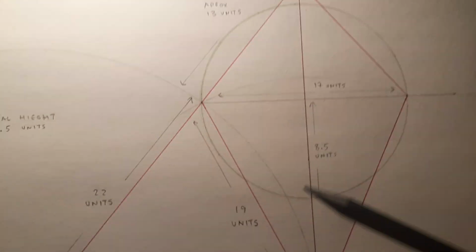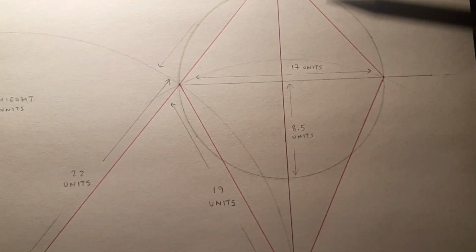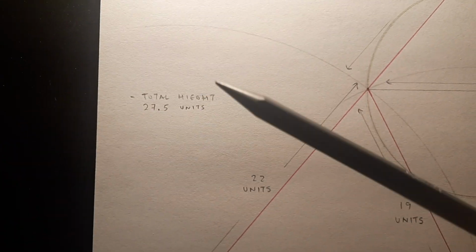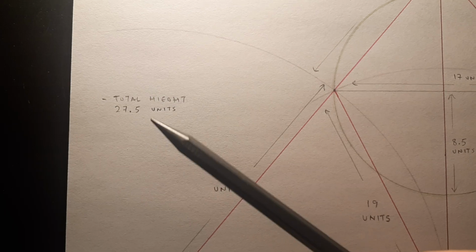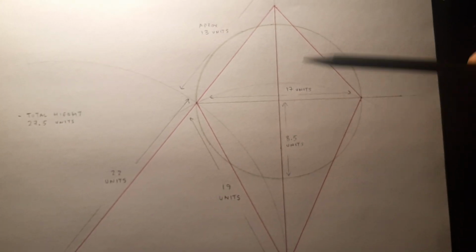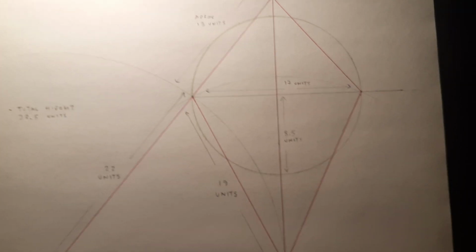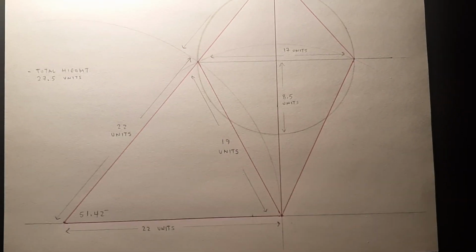So that gives us a height, or pardon me, I forget how I worked that part out. I'm going to go with this for now. If I've made a mistake, I'll put it in my notes. But it's an approximate height of 27.5 units. Okay.